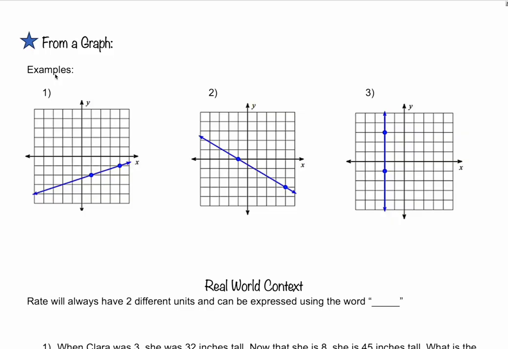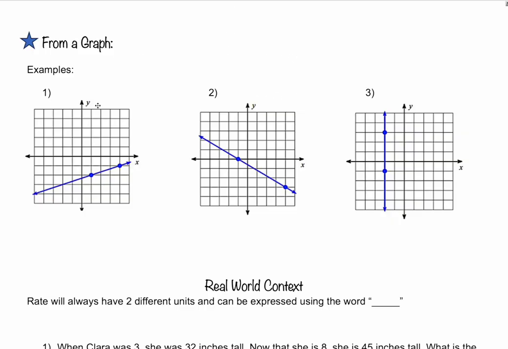So from a graph, I'm still going to use the slope formula of change in y over change in x. I could get two clean coordinates from the graph and then do the formula of y sub 2 minus y sub 1 divided by x sub 2 minus x sub 1. But again, I will be utilizing just the change in y divided by the change in x.